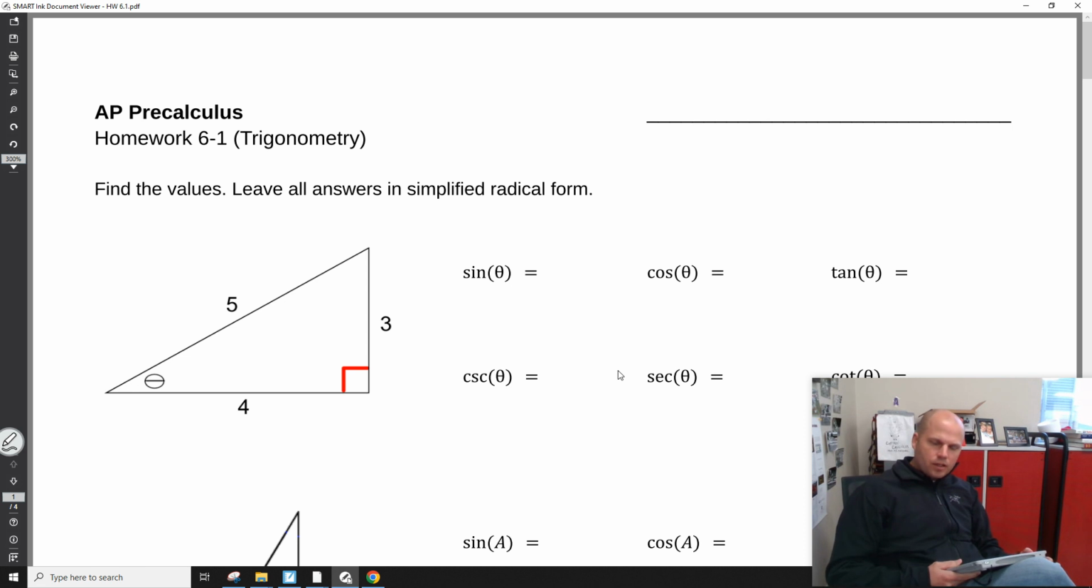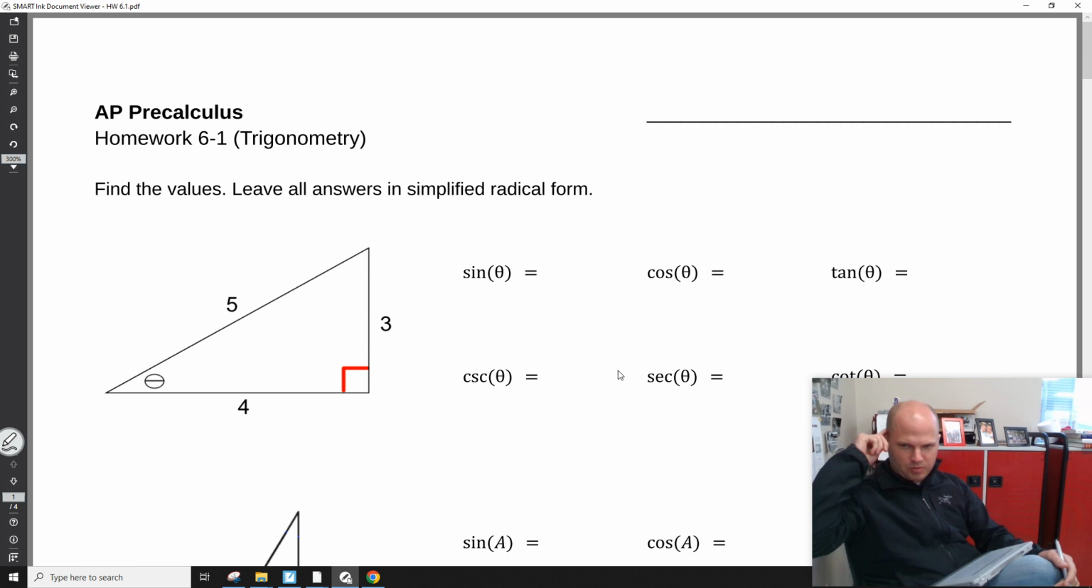Unit 6, about trigonometry. Okay? Completely different from stuff we did in Algebra 2. We're going back to kind of geometry days, and we're going to go back and look at our triangles from geometry.